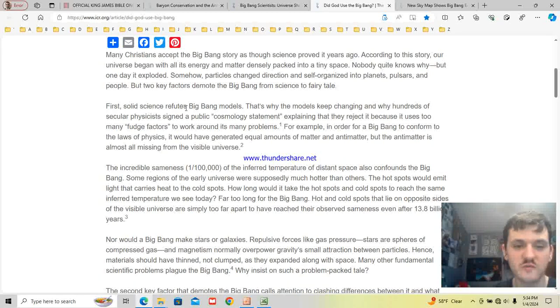First, solid science refutes Big Bang models. That's why the models keep changing, and why hundreds of secular physicists signed a public cosmology statement explaining that they rejected it because it uses too many fudge factors to work around its many problems. For example, in order to conform to the laws of physics, the Big Bang would have generated equal amounts of matter and antimatter, but the antimatter is almost all missing from the observable universe.